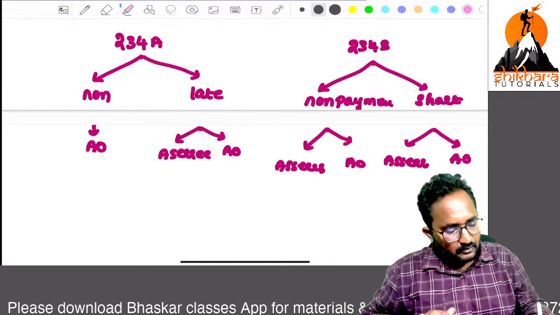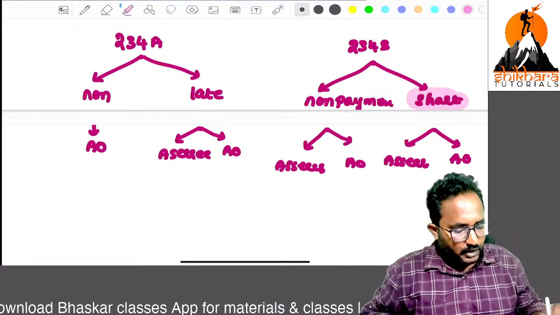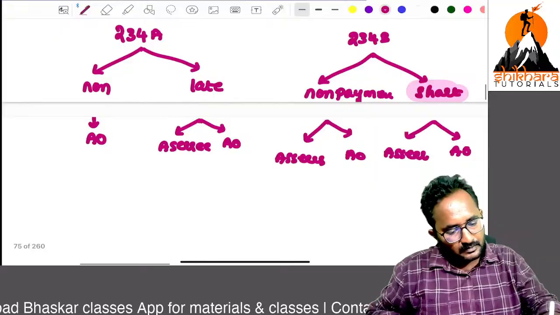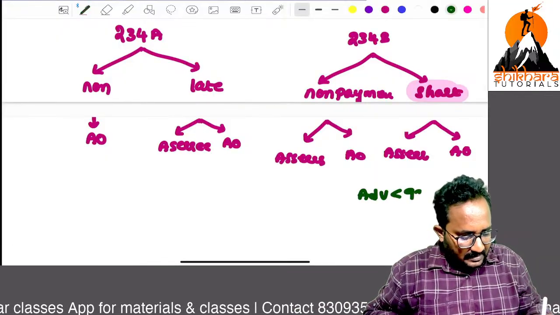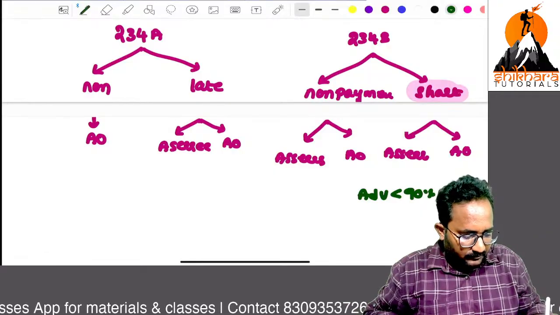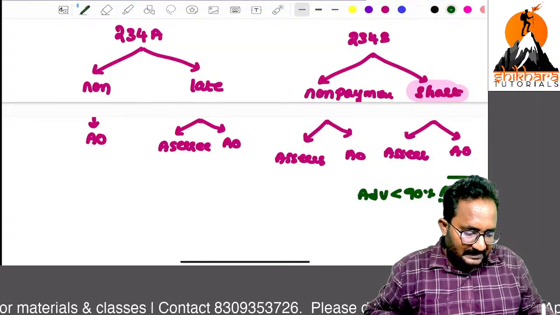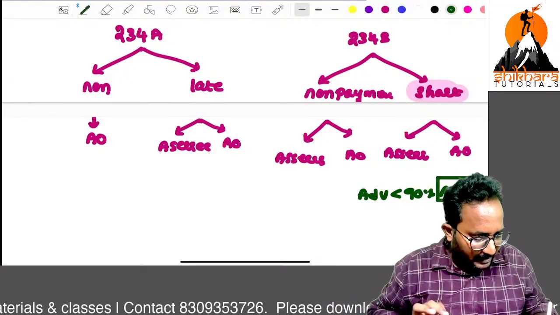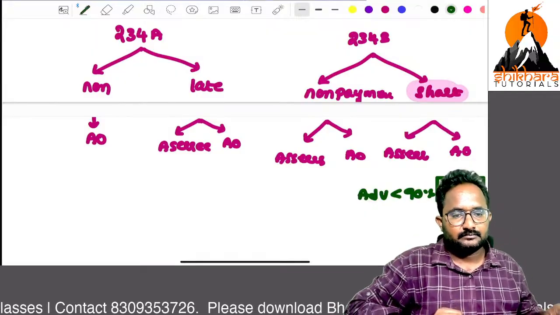Can you define what you mean by short payment here? Advance tax paid is less than 90% of assessed tax. Here, while calculating this assessed tax, all the credits we can reduce except advance tax. Clear?